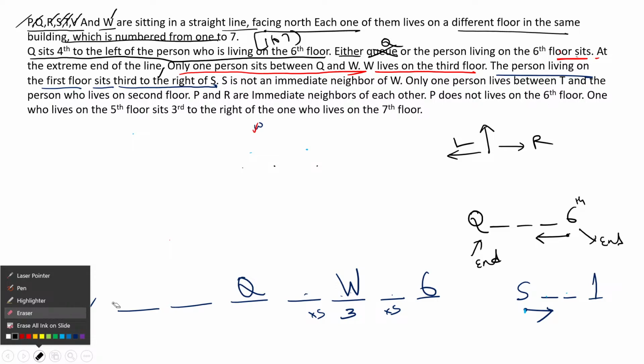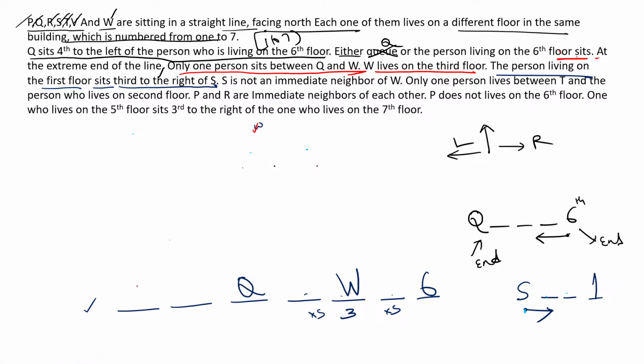Now see, where to place S? Let's check one by one. If I place S here, I can't get 1 on the right side. Not possible. S is not there. So the starting position of S should be here. If I leave 2 places, I have to get 1, but already 3 is there for W, which is not possible. So let's move on to the next position. I can't place S here. So the only position for S is here. After 2 places, I have to get first floor here. Done. Let's move on to the next clue.